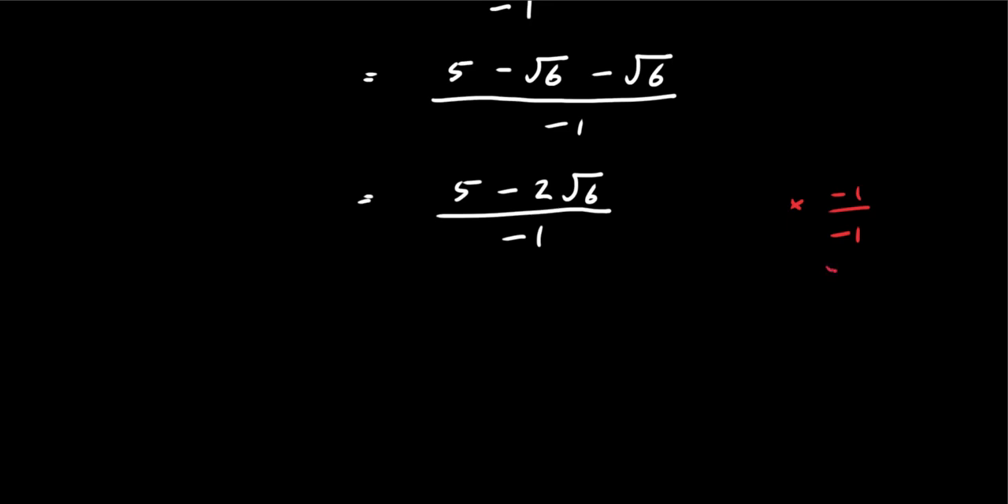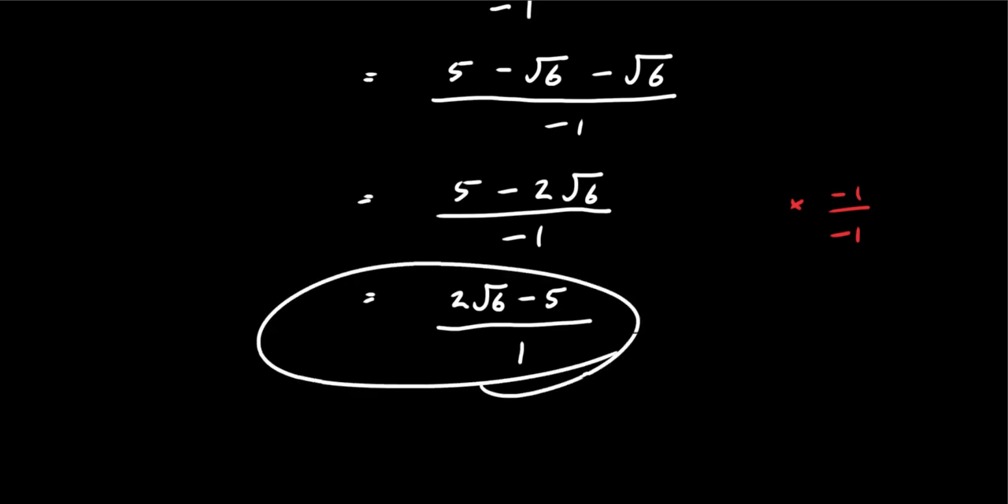So again, I'm just multiplying our fraction by 1. Minus 1 divided by minus 1 is just 1. So if I do that, if I multiply this by minus 1, I'll get minus 5. If I multiply this by minus 1, I'll get plus 2 root 6. And again, I've just switched them around. On the bottom, multiply this by minus 1, I'll get plus 1. So now you can see this is our final answer here.